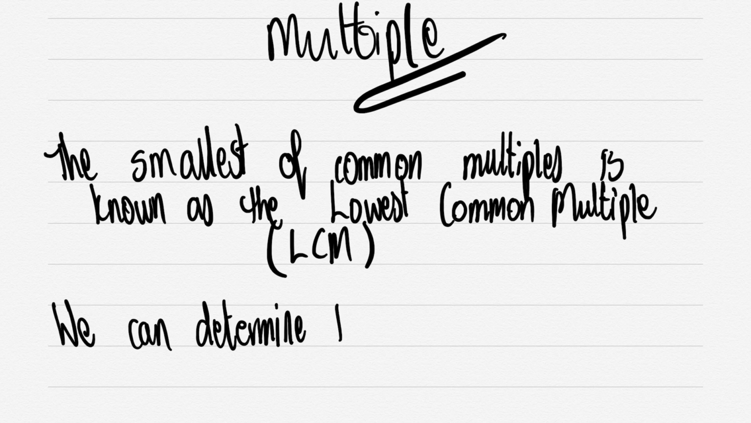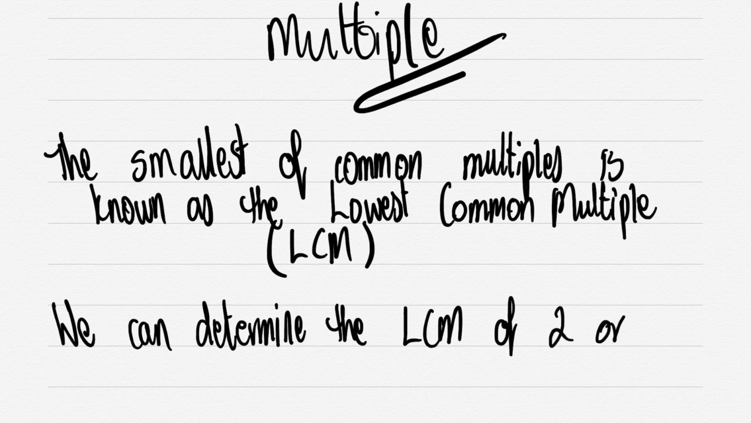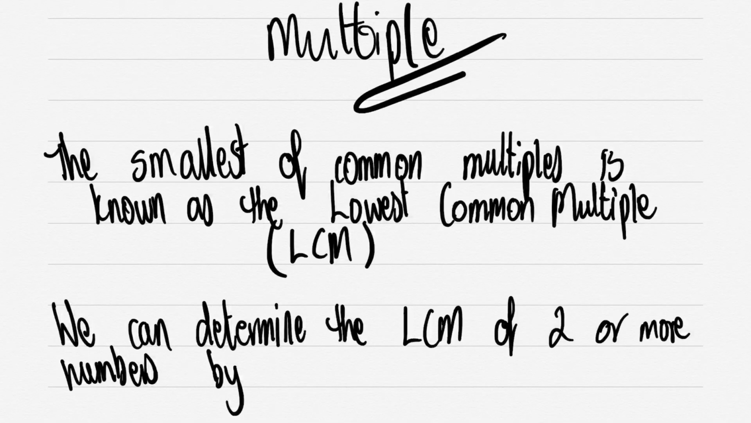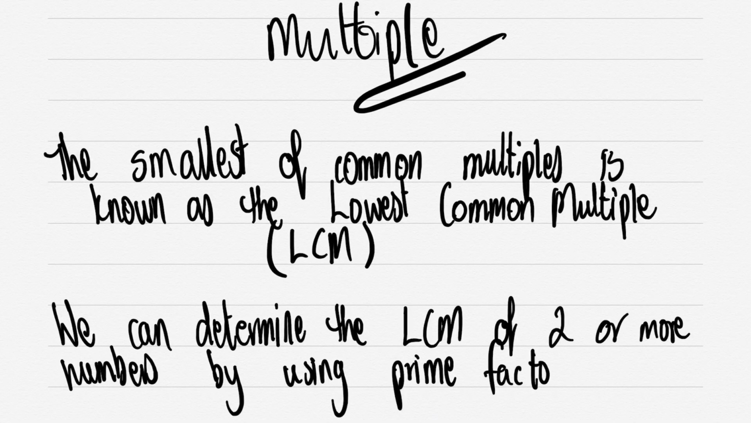So we can find the LCM by determining the prime factors of a particular number. We call this the process of decomposition, and alternatively we can call it the ladder method, like I like to call it. Right, so there we have it. We determine the LCM of 2 or more numbers by using prime factors. Here we start with an example.